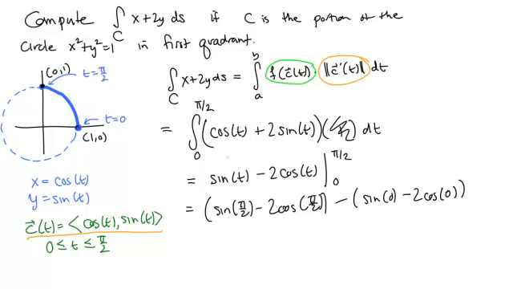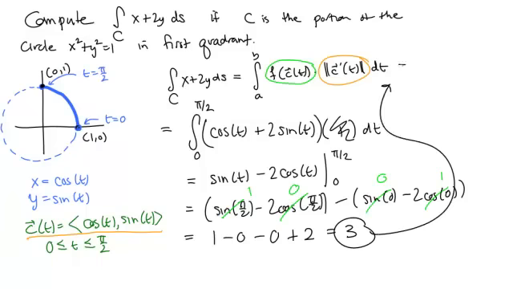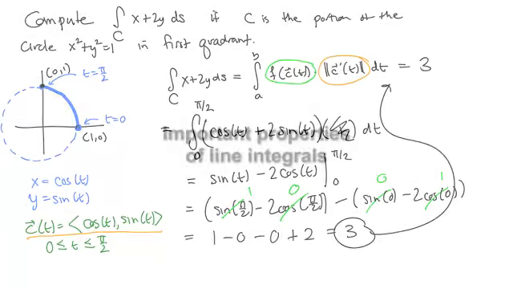Let's see. The sine of pi over 2 is 1, cosine of 90 degrees is 0, the sine of 0 is 0, and the cosine of 0 is 1. And so this gives us a grand total of 1 minus 0 minus negative 2, or 3. And that's exactly what we got last time.